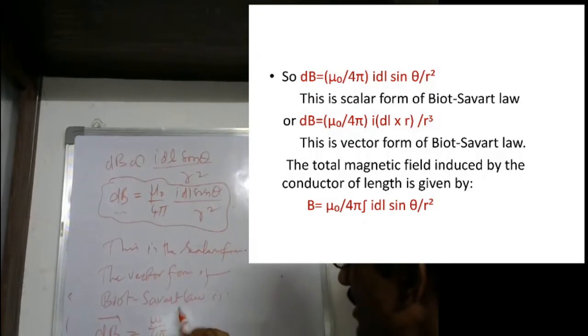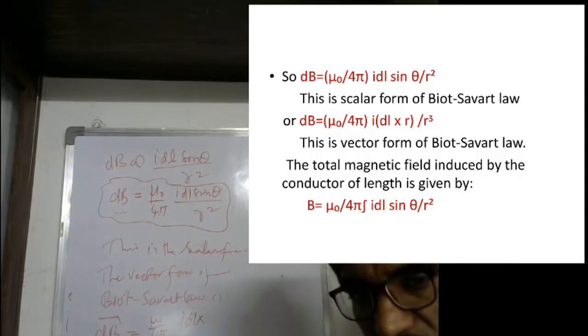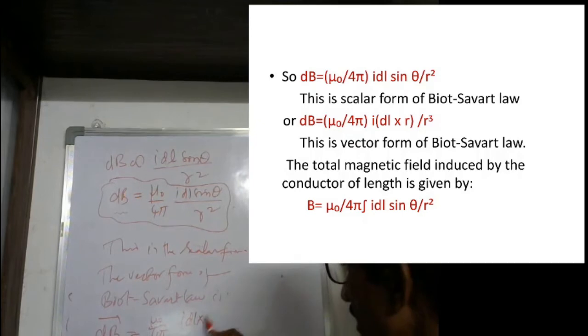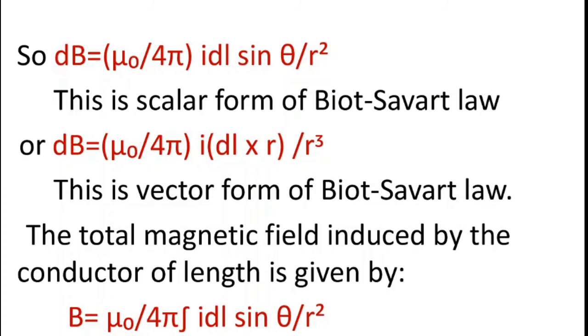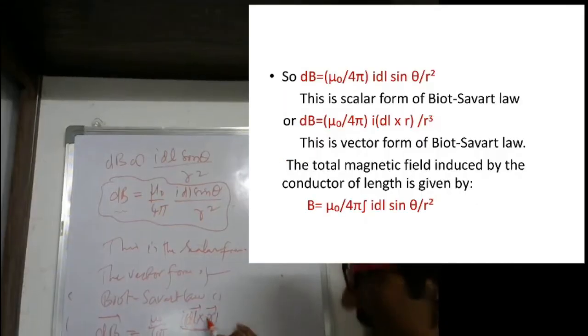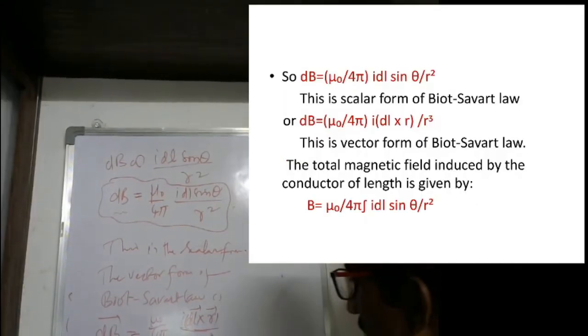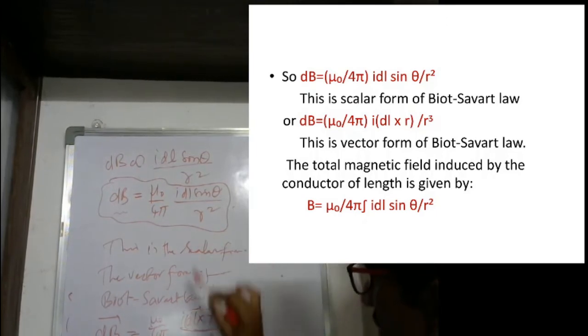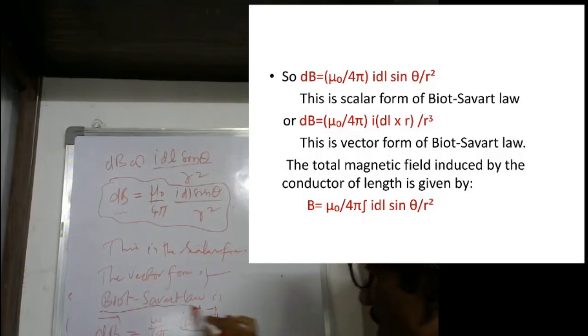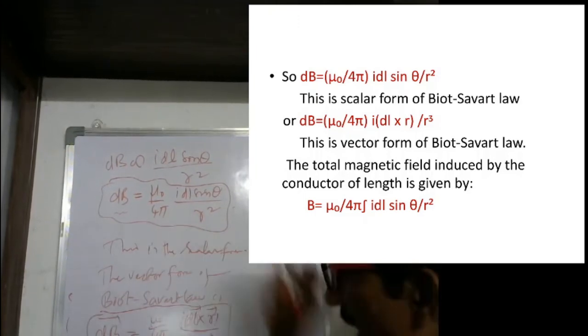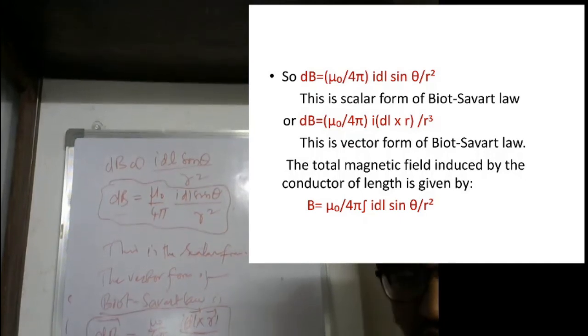Here, yeah, you write I dl cross r by r cube. Now you expand this, you will get the same formula. Right. So you can write without any difficulty this formula as this formula. But this is a vector form of Biot-Savart law. This is a scalar form of Biot-Savart law.